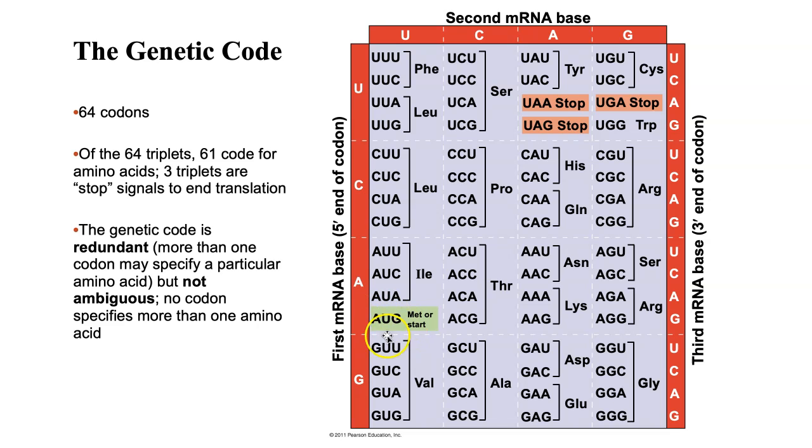So imagine if there's any mutation here, we won't have our start signal, so we're not going to make our protein. We have one start signal and we have 3 stop signals. And you don't have to know these. Just know that there are 3 stop signals, 1 start signal, and note what that is, AUG.